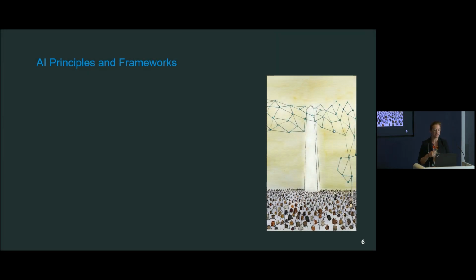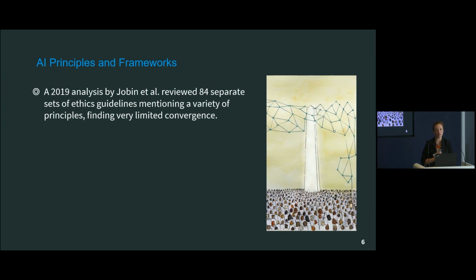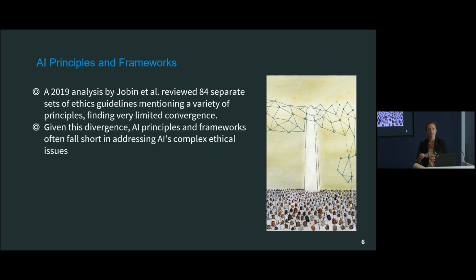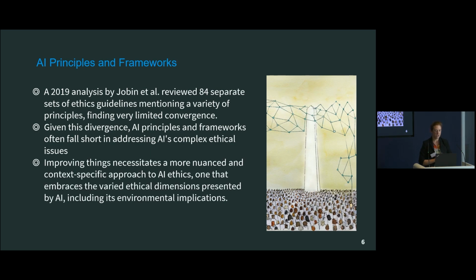Let's talk a little bit about existing work. In terms of AI principles and frameworks, there are a lot of them, and I'm sure you've seen many. But in 2019, a group of researchers reviewed 84 separate sets of ethical guidelines and principles, and found very limited convergence. Often in practice, these theoretical frameworks fall short in addressing the complex ethical problems that AI faces on a day-to-day basis. Improving this necessitates not only nuance and context-specific approaches, but also taking into account various aspects of AI, for example, the environmental implications, but also the links between AI and society.